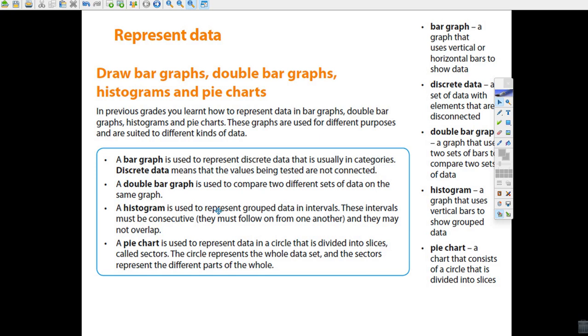A histogram is used to represent group data in intervals. These intervals must be consecutive. They must follow along from one after another, and they can't overlap.